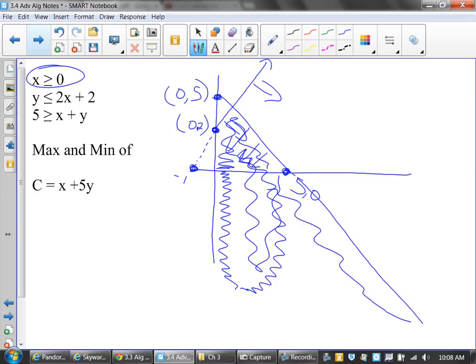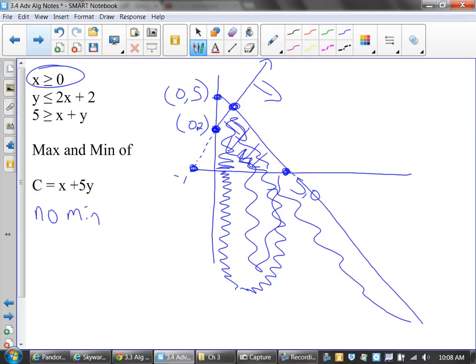So what happens here is, do we agree that there is no minimum value? Okay, it is unbounded. There's no min. But we can still possibly find a maximum value. The only points that are going to help us are going to be here and here.